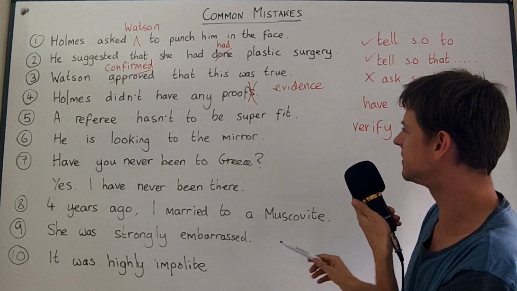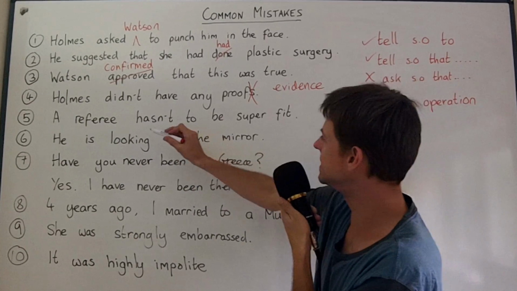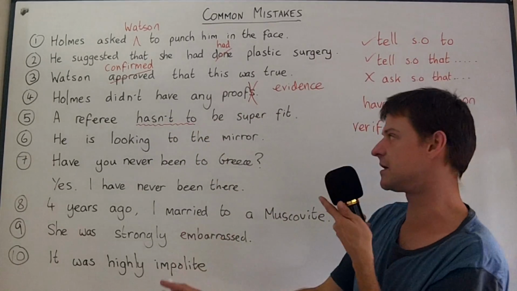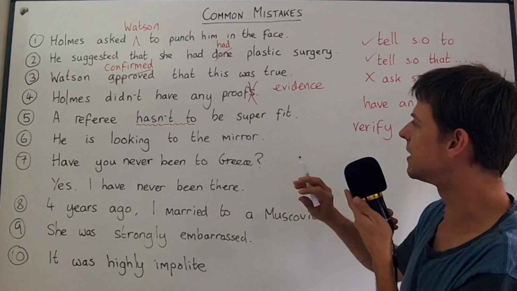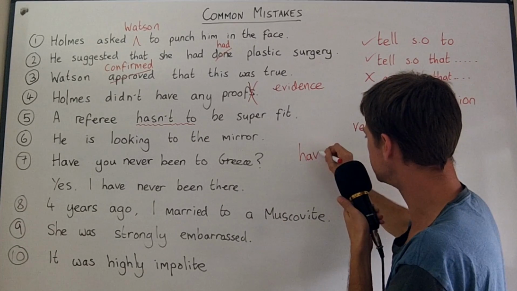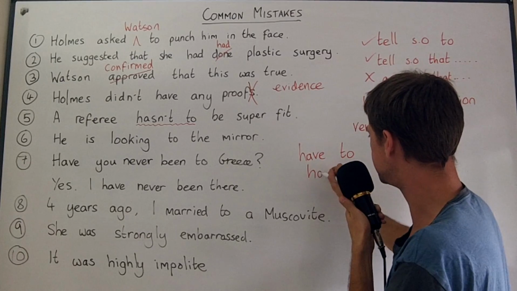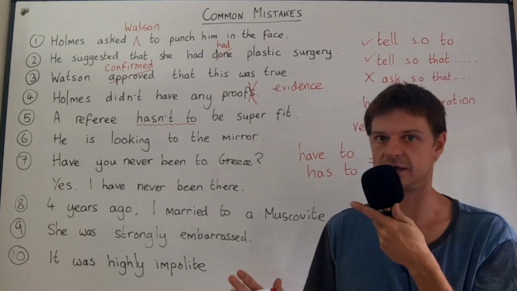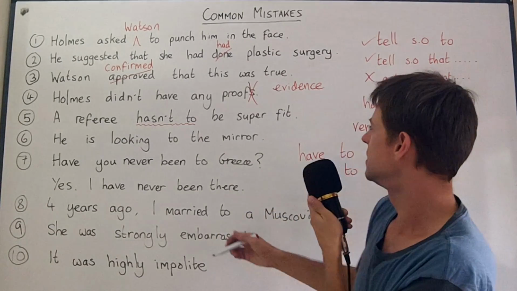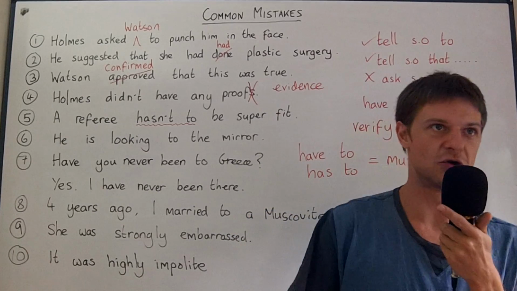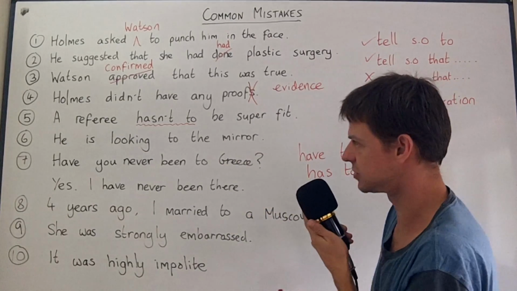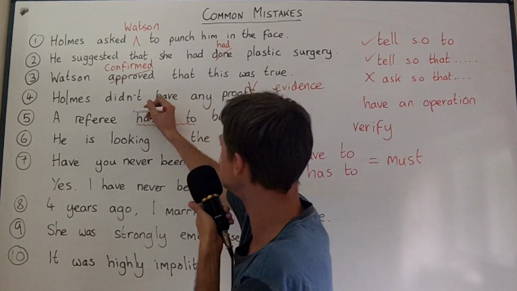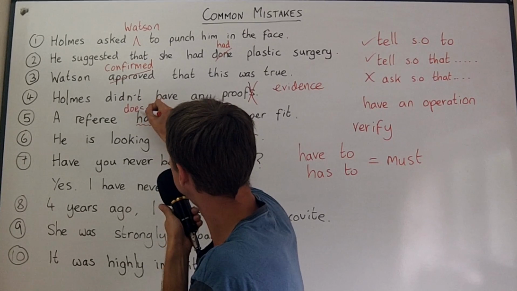A referee hasn't to be super fit. Now, I hope you can see immediately that this is the part which is wrong. And the student, who was a very young girl in this case, she knows have to, she knows has to, and she's tried to make it negative. You know, have to, like must, when you have an obligation. But when you have no obligation, I mean, for example, some referees are not in fantastic physical condition. I mean, the football players, they have to be super fit. But a referee doesn't have to be super fit.